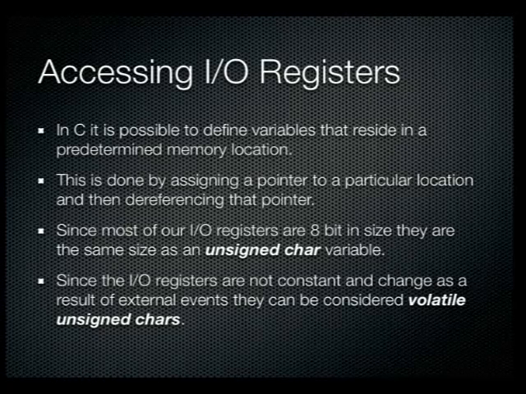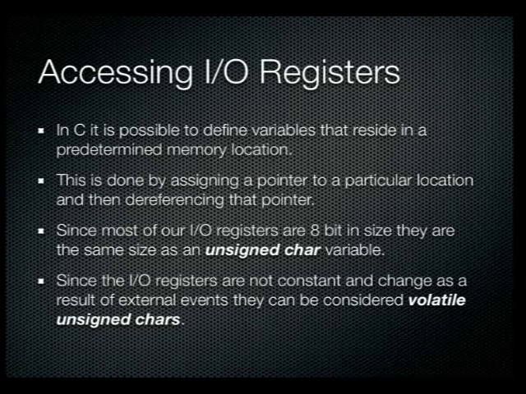Because most of our I/O registers are actually 8-bit in size, we can typecast them to unsigned chars, because unsigned chars are also 8 bits in size. If we're trying to refer to a memory location that is 16 bits in size, and we do have a few of them, then you'd probably want to typecast them to an unsigned short pointer, which is 16 bits in size. But generally, most of our I/O memory locations, or registers, are all 8 bits in size, so we simply typecast them to unsigned chars.